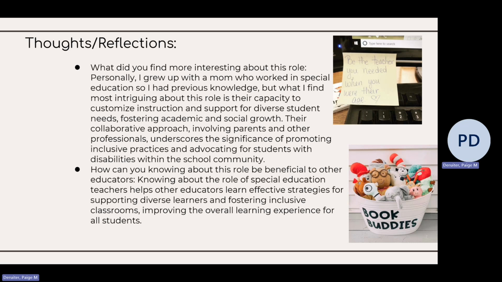And then, how can knowing about this role be beneficial to other educators? Knowing about the role of special education teachers helps other educators learn effective strategies for supporting diverse learners and fostering inclusive classrooms, improving the overall learning experience for all students. No matter what kind of teacher you are, you are going to have students that struggle. You are going to have students that may be undiagnosed, and having these teachers as someone to go to is so beneficial for you because they have been trained in this and they can give you the most effective strategies to help your classroom overall.